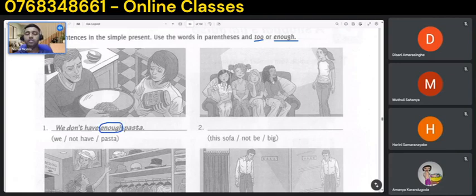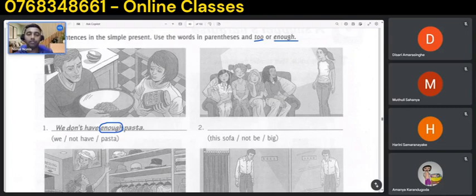Okay, this is what we discussed last week, how to use the word enough and how to use the word to, T double O, to. So now we need to write sentences in the simple present tense, no? And we need to use to or enough in these sentences. Okay, let's look at the second picture.